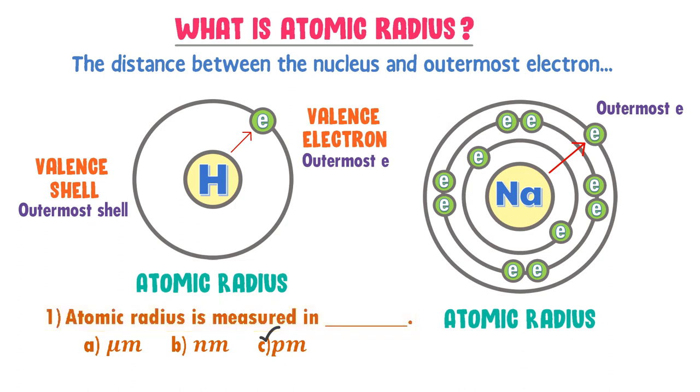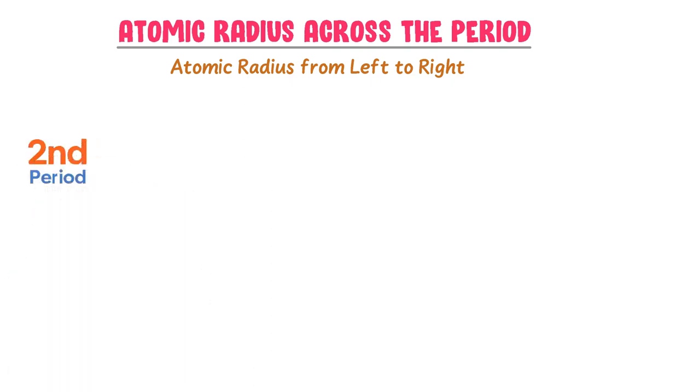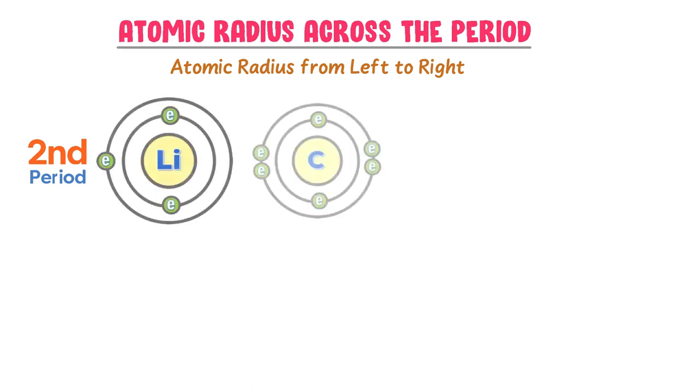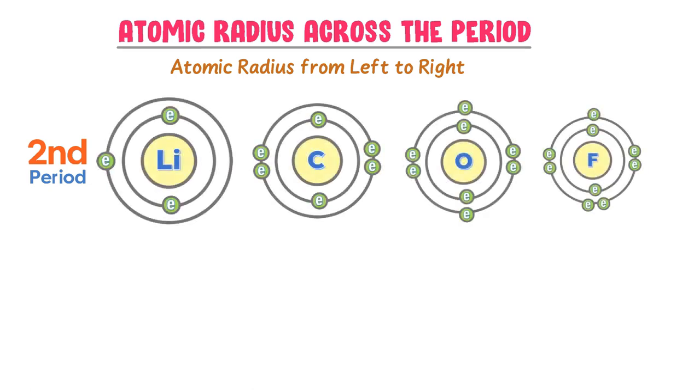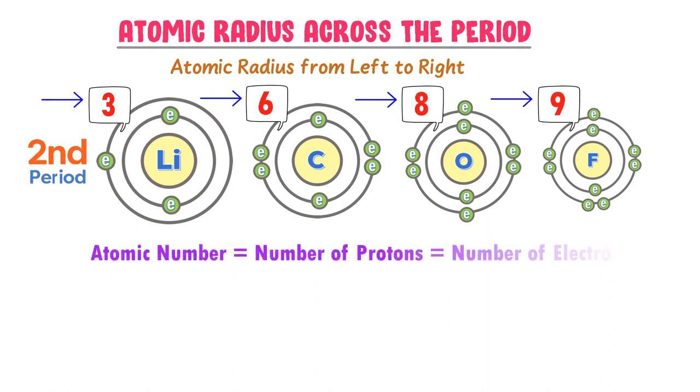Now let me teach you about the periodic trends of atomic radius. For instance, atomic radius across the period or atomic radius from left to right in the periodic table. For example, in the second period of periodic table, there are lithium, carbon, oxygen and fluorine. We know that the atomic number of lithium is 3, the atomic number of carbon is 6, the atomic number of oxygen is 8, and the atomic number of fluorine is 9. Also, we know that atomic number of a neutral atom indicates the total number of protons and electrons.